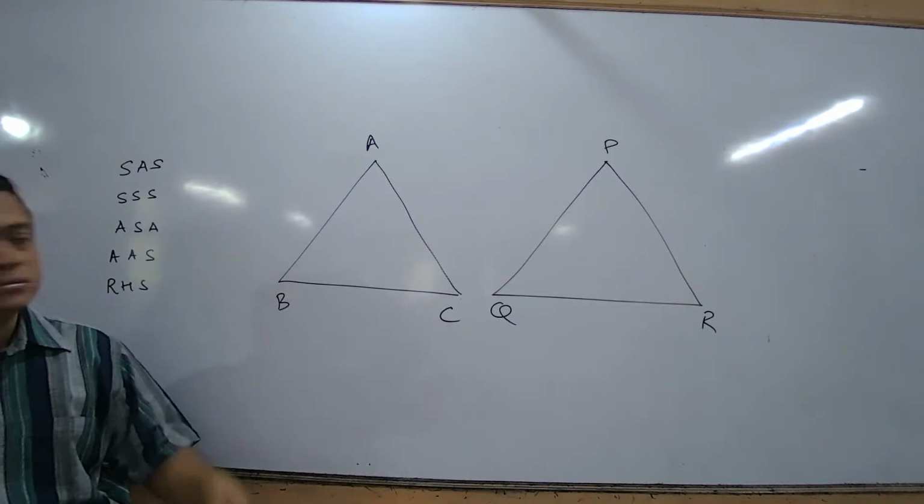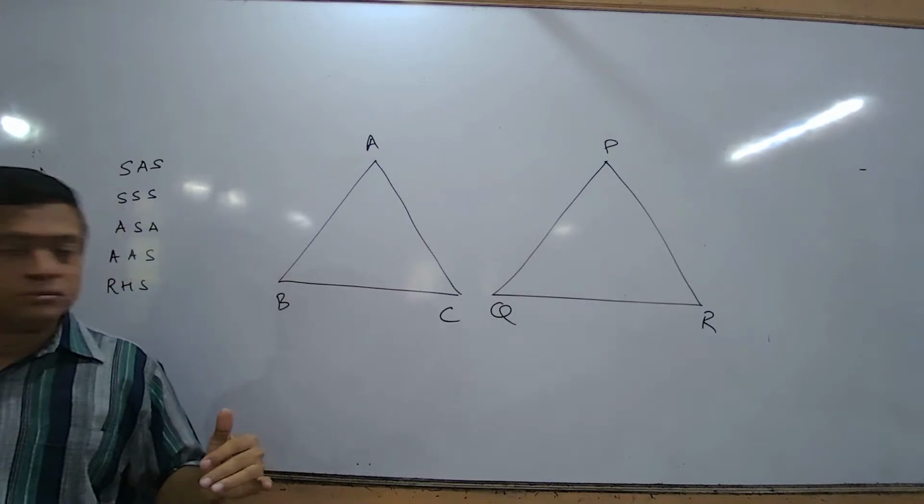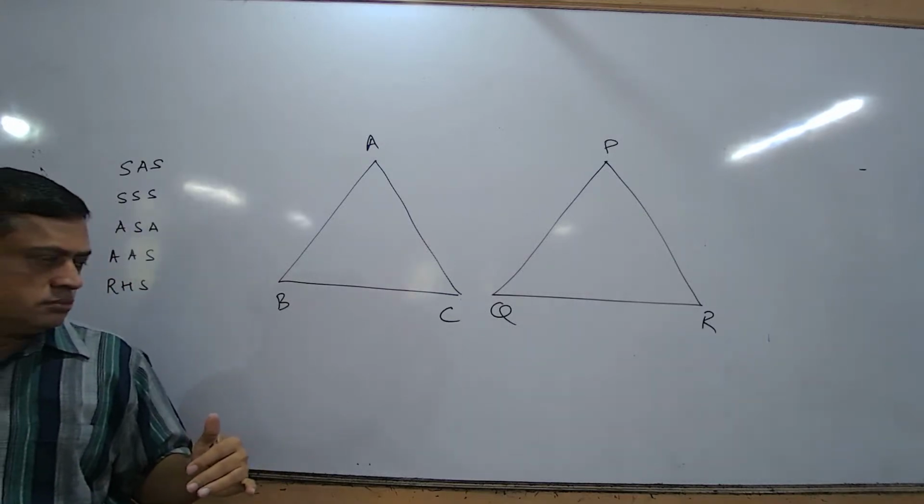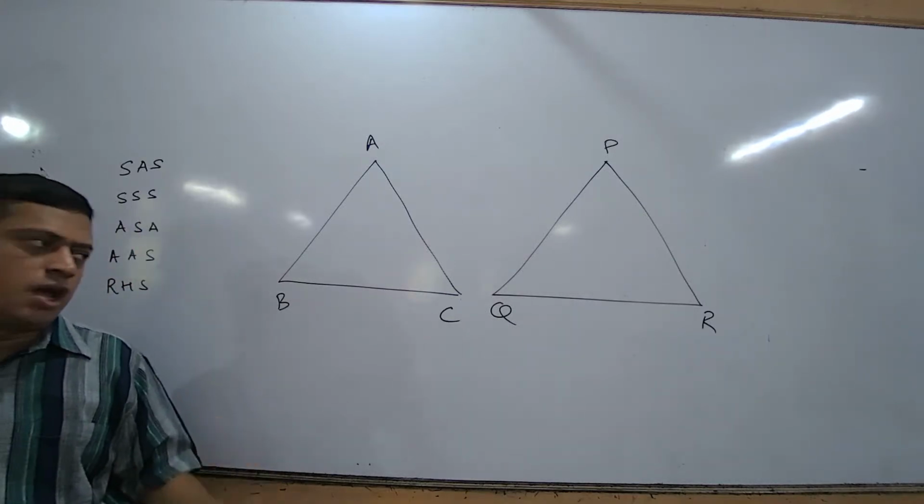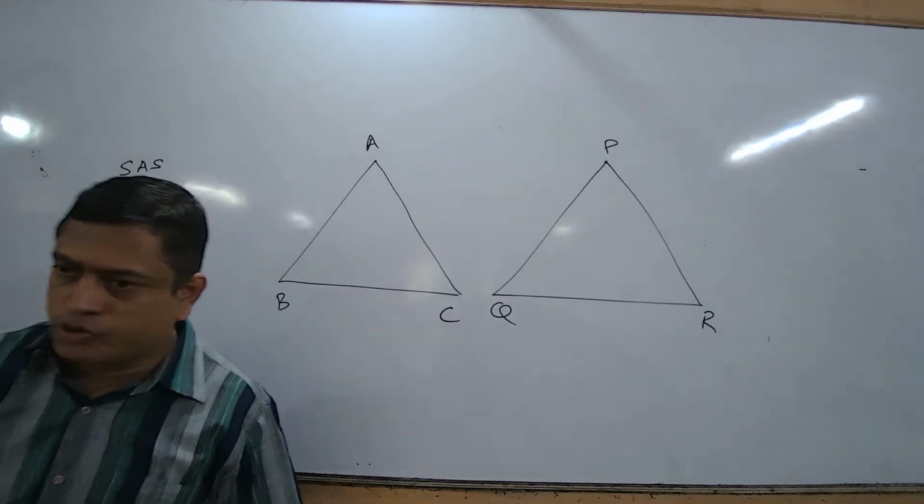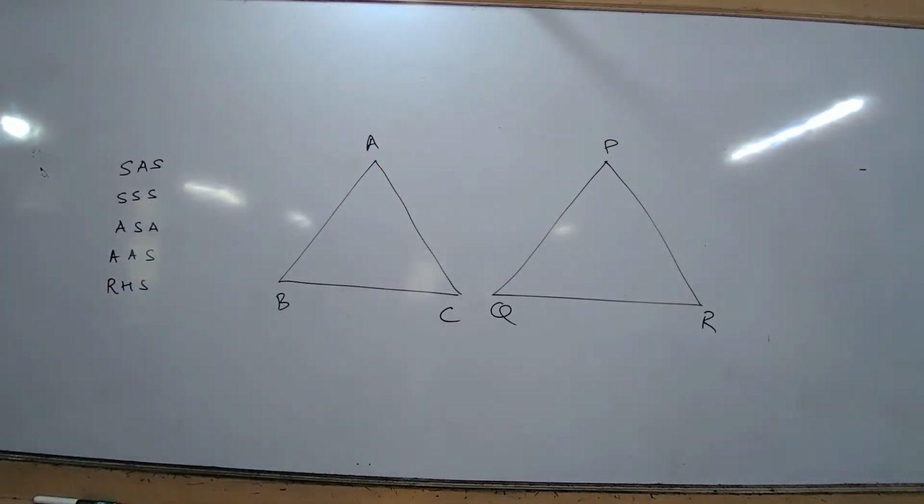Angle A is equal to angle P, angle C is equal to angle R, and AB is equal to PQ, therefore triangle ABC is congruent to triangle PQR by ASA. Okay, follow now. Yes, what is RHS? It is for two right triangles. The RHS test is applied only to them.